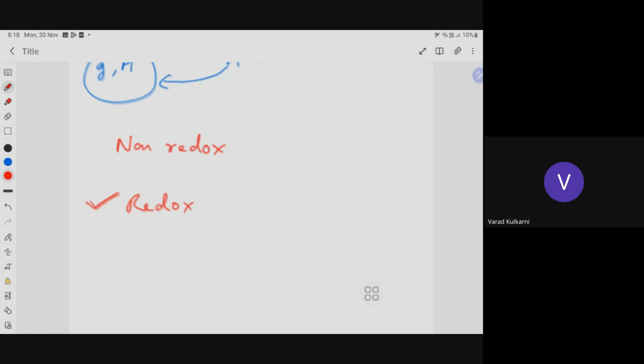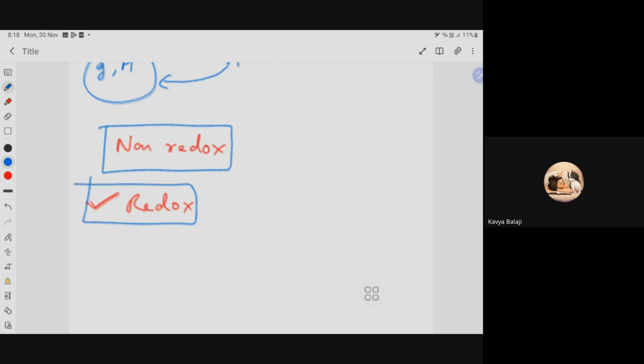Yes, sir. Okay. So could you give us an example for a non-redox reaction, please? Yeah, I'm doing both. Since we have done this, I will just give you one example, and then we are going to go to redox, which is the main part, right?